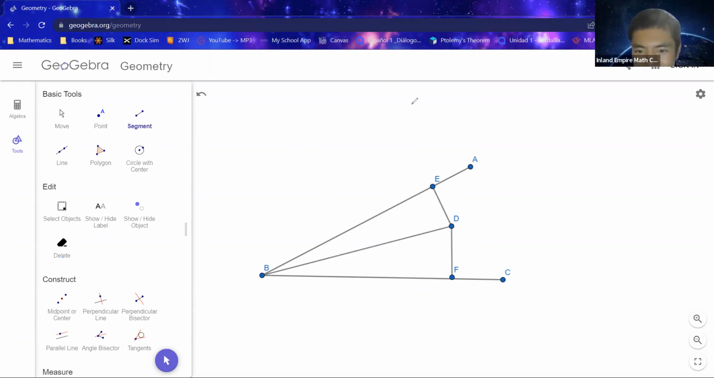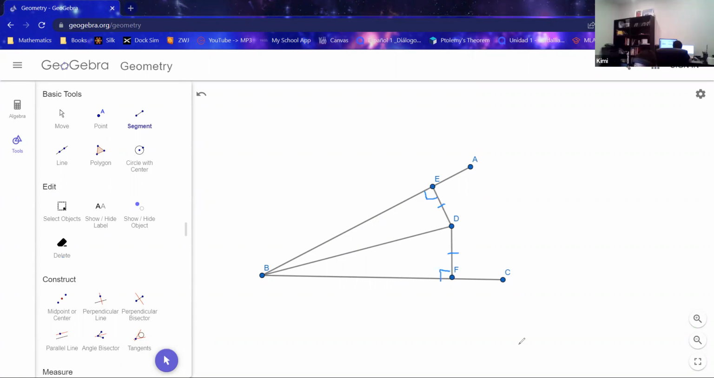Does anyone want to help us prove it? So we know these are right angles, right? Because it's distance. The top one is not a right angle. Oh yeah, the top one is. Well, do you guys want to guide everyone through how the proof goes? Do you know how to prove that the two triangles are congruent? Yeah.